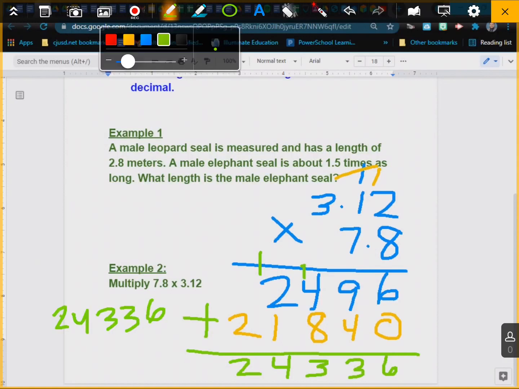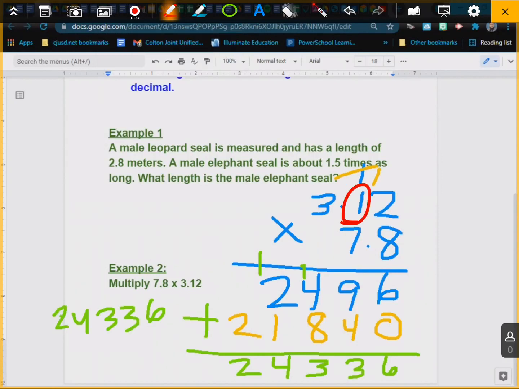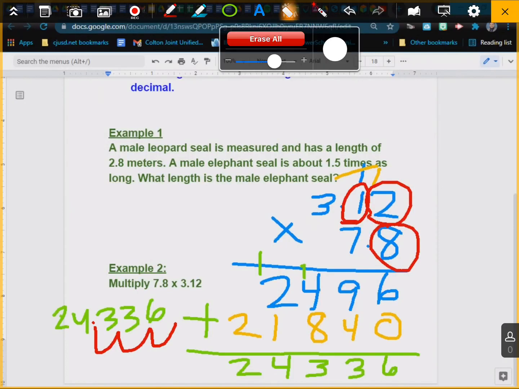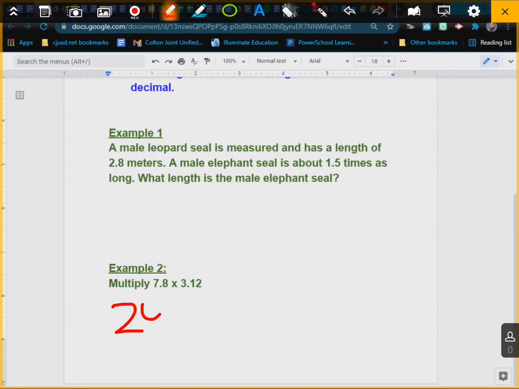And what I need to do now is see how many digits are behind the decimal. So I have 1, 2, and 3 digits behind the decimal. So I got to go 1, 2, 3. And my answer is 24.336. Okay? So 24.336 is my final answer.